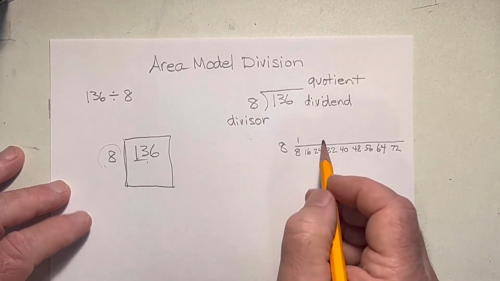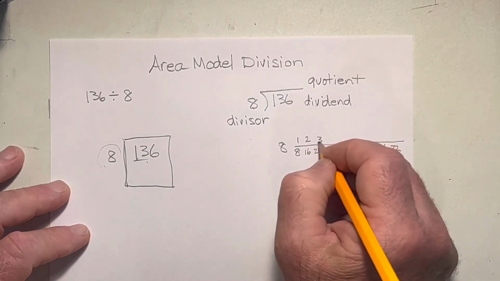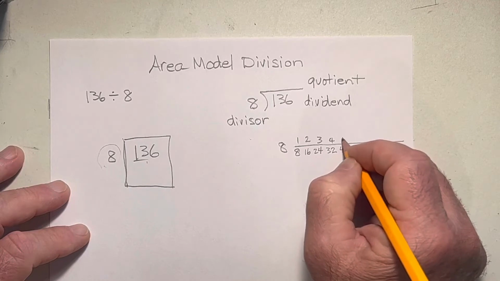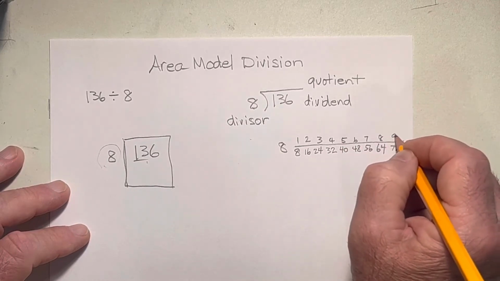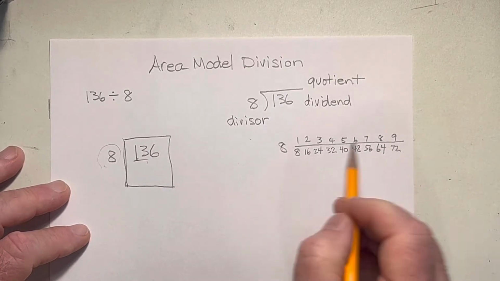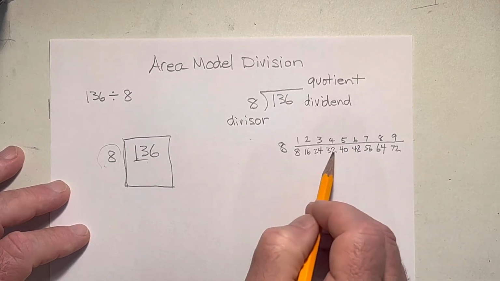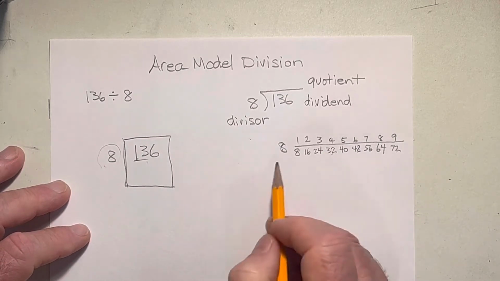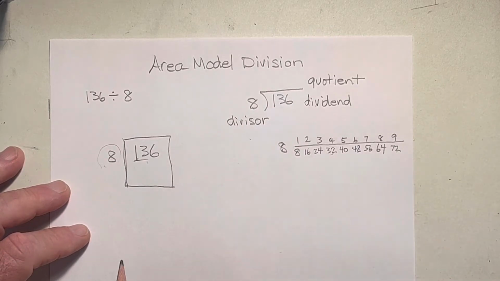Now, we just write these numbers down in order. 1, 2, 3, 4, 5, 6, 7, 8, and 9. So 9 times 8 is 72. 6 times 8 is 48. 4 times 8 is 32. Now we have what we call our tops and bottoms written out. We can use this when we multiply.